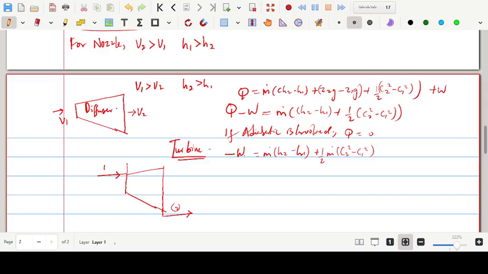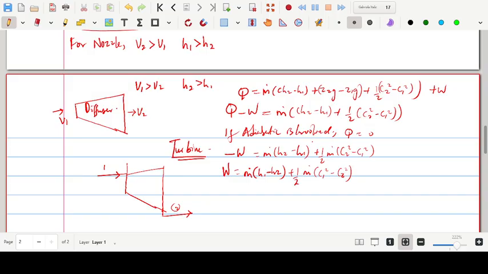So you can maneuver and remove this. If I'm to remove this, I can have my W to be m dot times H1 minus H2, plus half m dot, then this one becomes C1 squared minus C2 squared. I've not done anything, I only removed the minus. Is that taken? So this is the formula for what is it called?